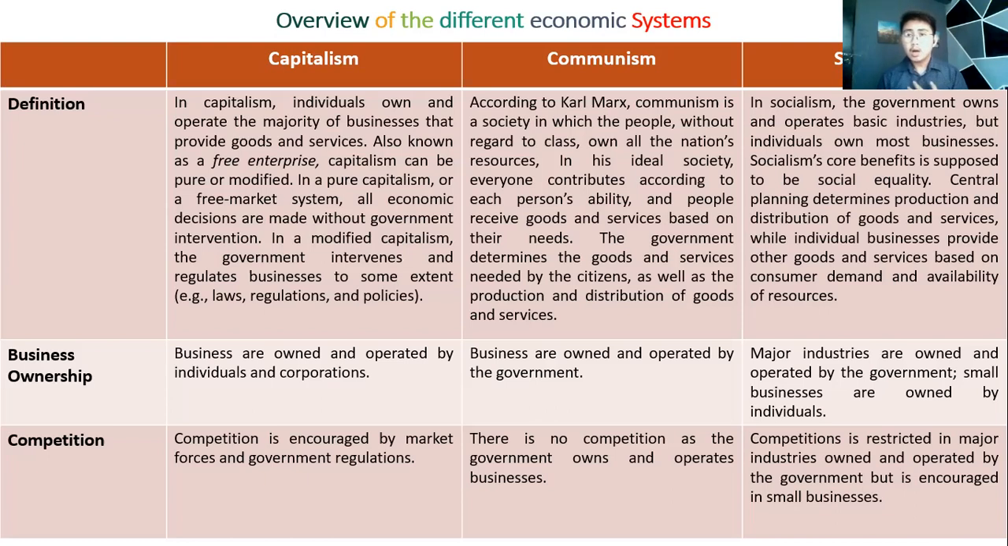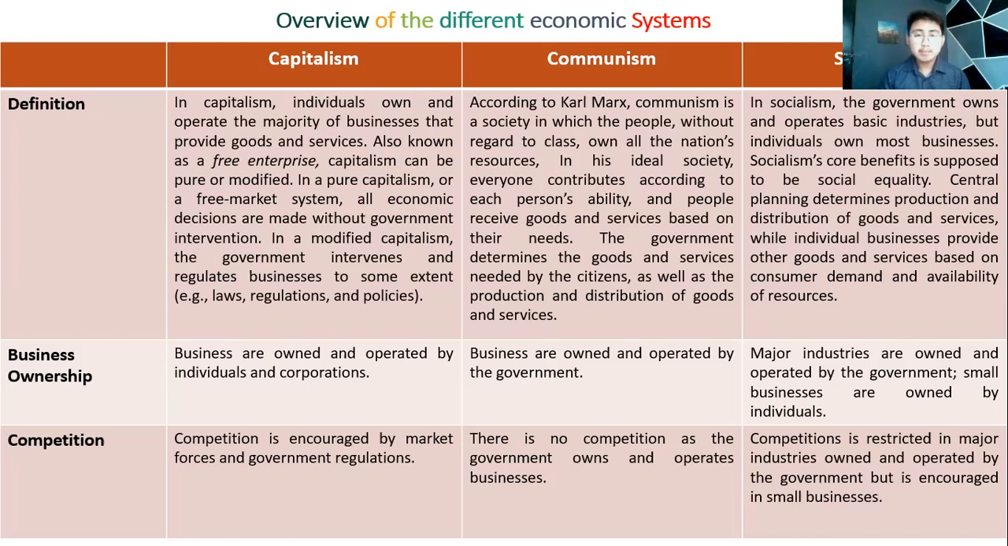on their needs. So dito sa communism, nakukuha ng mga tao kung ano talaga yung needs and wants nila bilang tao. Okay? So the government determines the goods and services needed by the citizens as well as the production and distribution of the goods and services. So ang part lang po ng gobyerno or ng government is he will determine what kind of goods and services needed by the citizen. And of course, kapag nalaman niya kung ano yung need ng mga tao, he needs to make a production and distribution of goods and services that are really needed by the market or by the people.